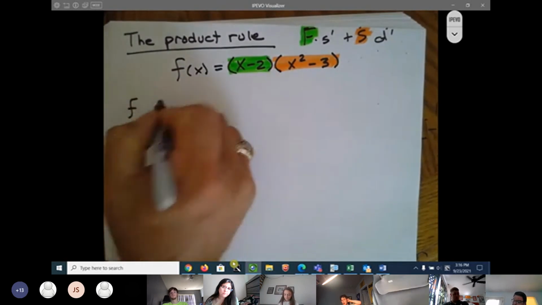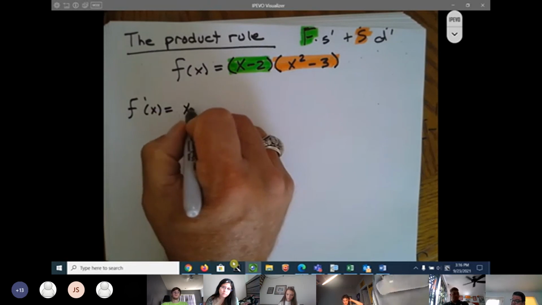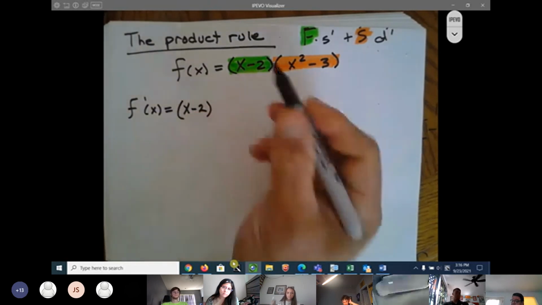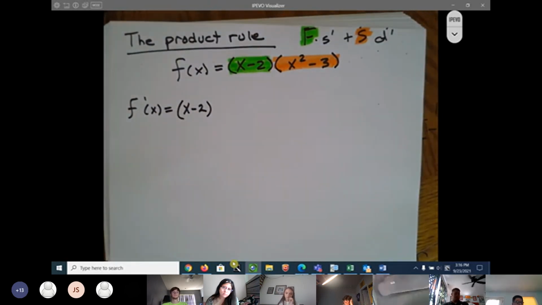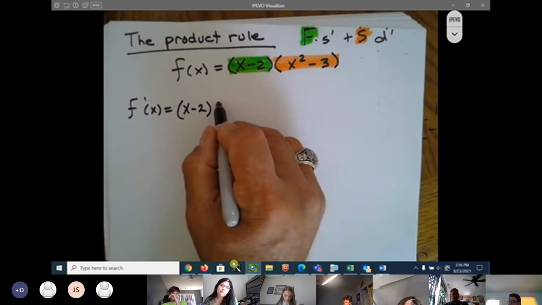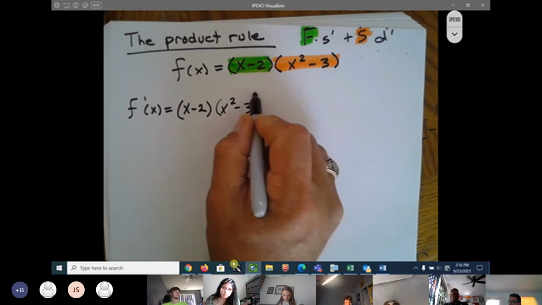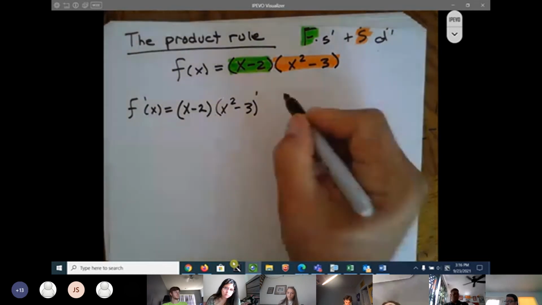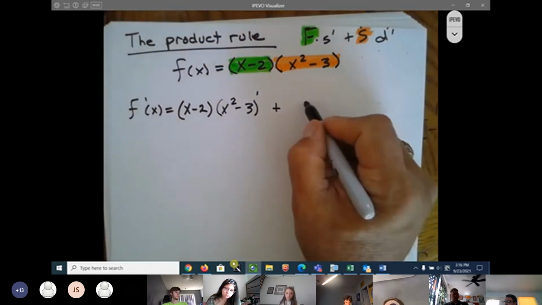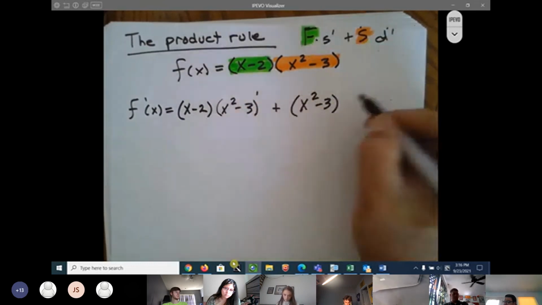f prime of x is equal to first times the derivative of the second. Now what I'm going to do here is I'm going to write the derivative. I'm going to write the second, and I'm going to put a little prime. So we're going to do the calculus in just a second. x squared minus 3 prime plus the second, x squared minus 3 times the derivative of the first.